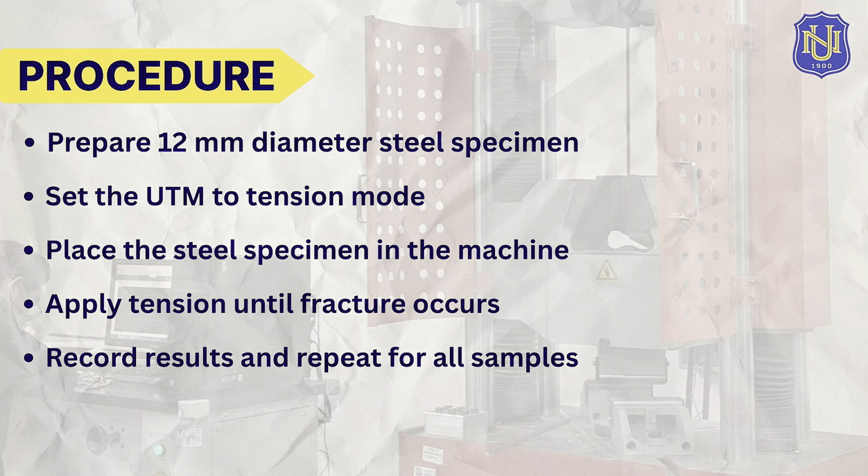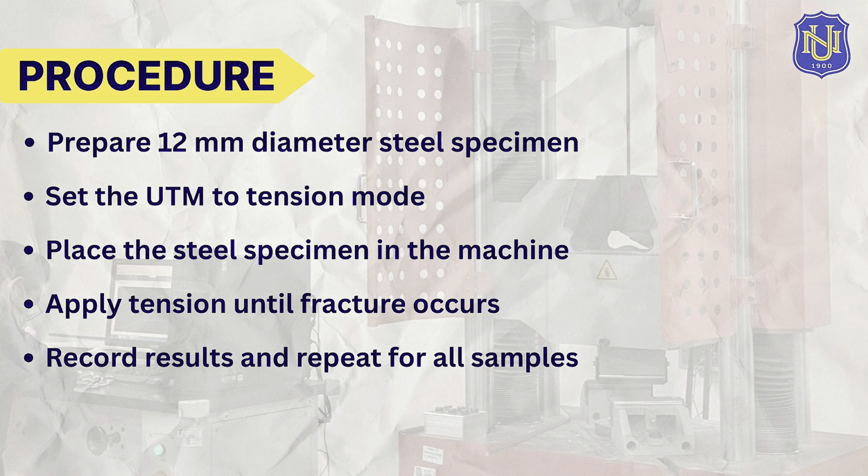First, prepare the 12 mm diameter steel specimen to be tested. Next, with the assistance of the laboratory technician, set the universal testing machine to tension mode. After that, place the steel specimen securely inside the machine and begin the tensile testing procedure.